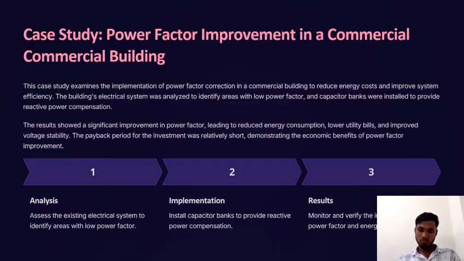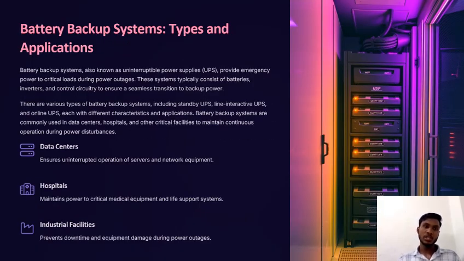So next, we're going to discuss battery backup systems, types and applications. Battery backup systems, also known as uninterruptible power supplies, provide emergency power to critical loads during power outages. These systems typically consist of batteries, inverters, and control circuits to ensure a seamless transition to backup power. So these are mainly used to provide power whenever there is a shortage. To maintain the continuity of power flow, we use these battery backup systems.